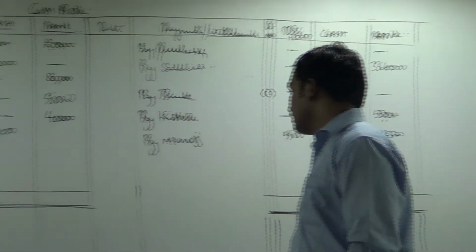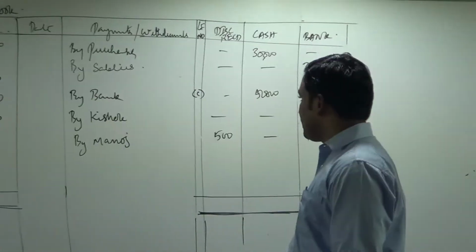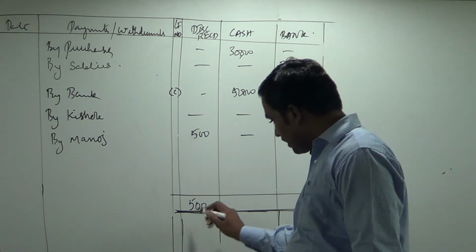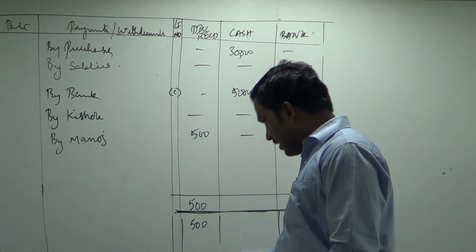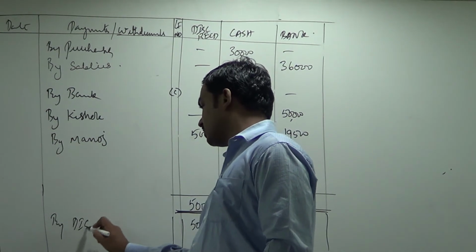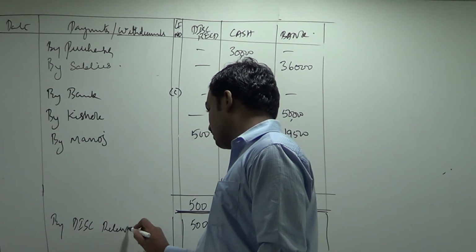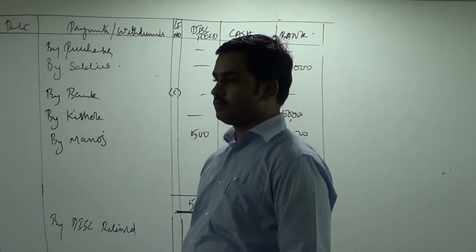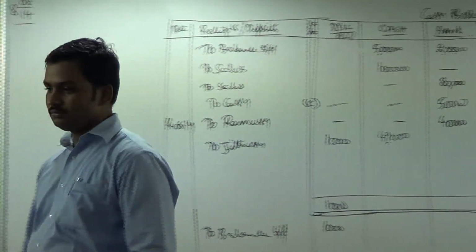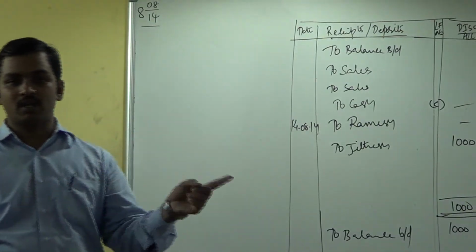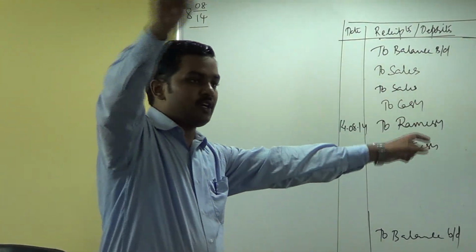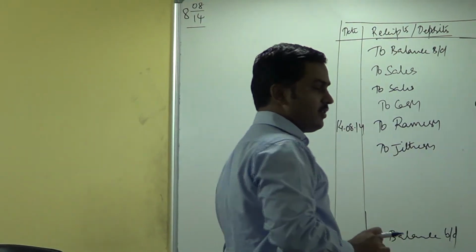Now similarly total the discount received column, 500. Immediately write it in the next month, by discount received. So you cannot subtract discount allowed and discount received. The balance will be individually taken to the discount allowed account and discount received account. From there they will go to the trial balance.